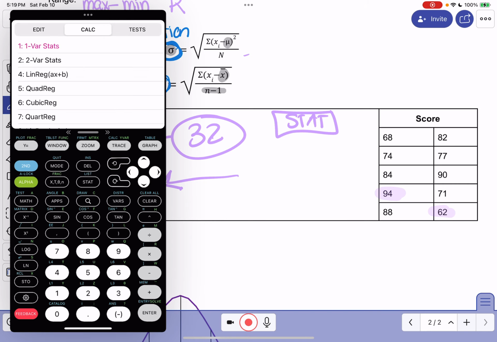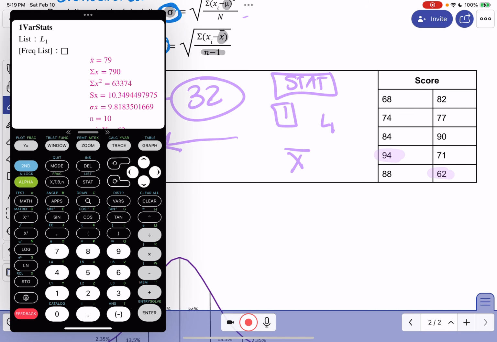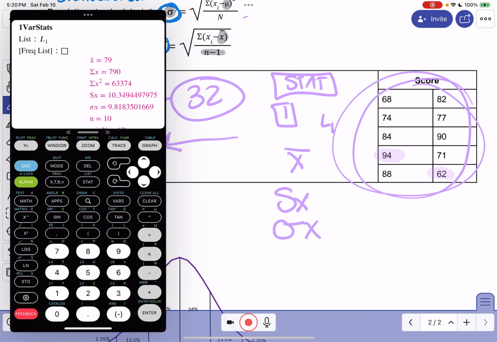Arrow over to calc and choose one variable stats. Now you want your list to be L1 because that's where we just typed them. And we don't have anything else, so leave your frequency list blank and hit enter. Then you're going to get this list of things. So X bar is your mean. Sx is the sample deviation, as if this was a sample that you found. And this sigma x is the population.